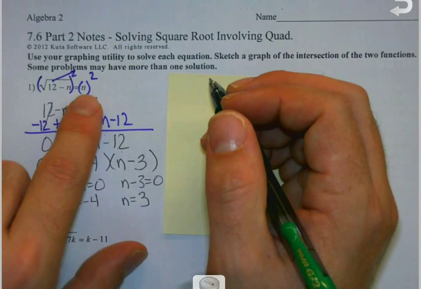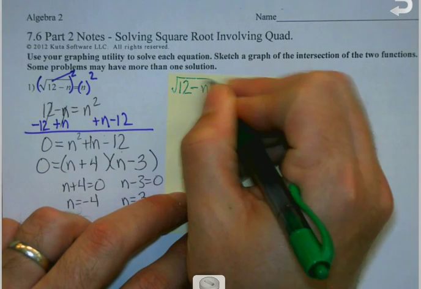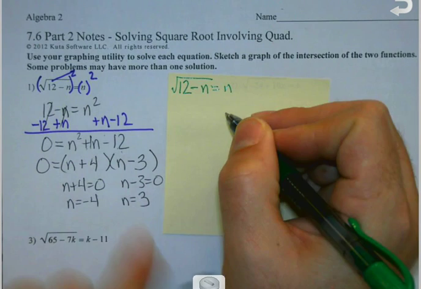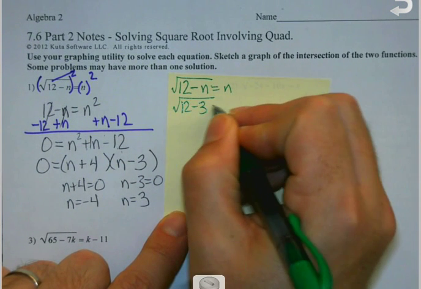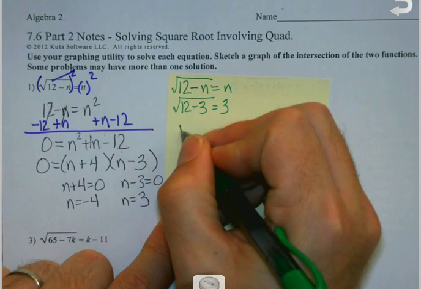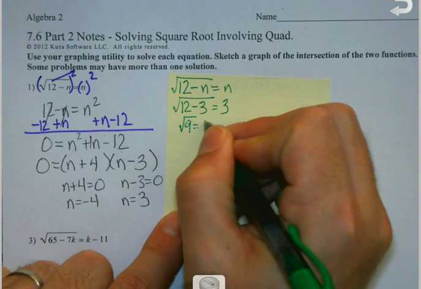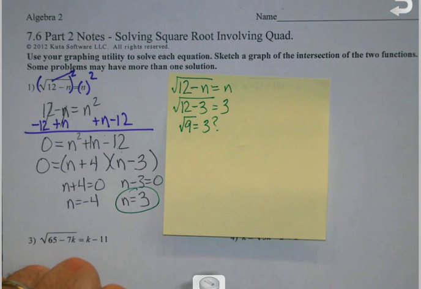My original problem was the square root of 12 minus n equals n. So I'm going to plug in 3's where the n's go and see if this works. So the question becomes, since 12 minus 3 is 9, does the square root of 9 equal 3? Yeah, okay, that one works.